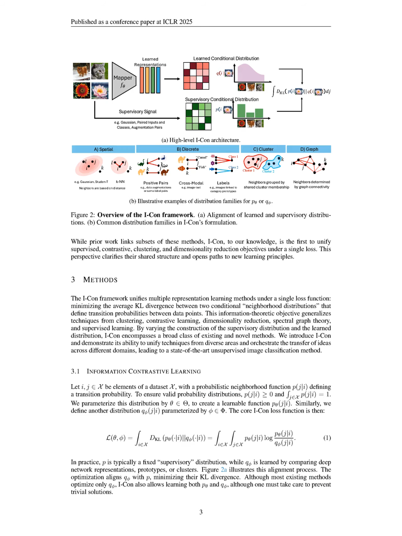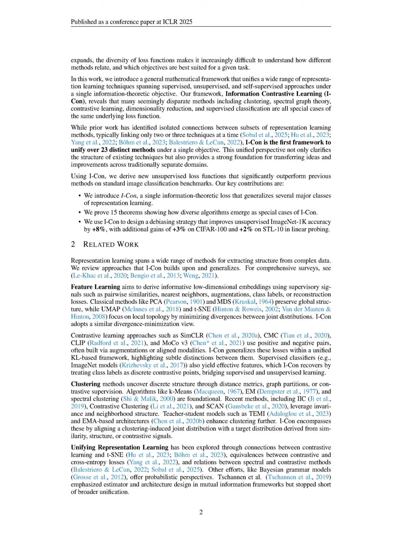Next, a learned distribution, Q_phi_ji, is parameterized by a neural network and is optimized to align with the supervisory distribution. The optimization process involves adjusting Q_phi to minimize the KL divergence, D_KL(P||Q), ensuring that the learned representation captures the underlying structure of the data. By varying the definitions of P and Q, ICON can unify various representation learning methods, including clustering, contrastive learning, and dimensionality reduction, under a single mathematical framework.